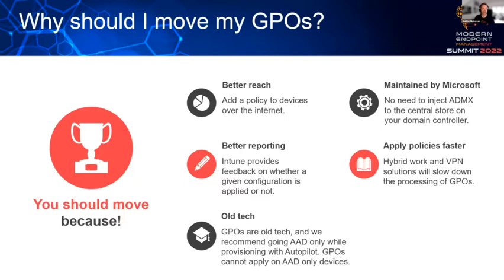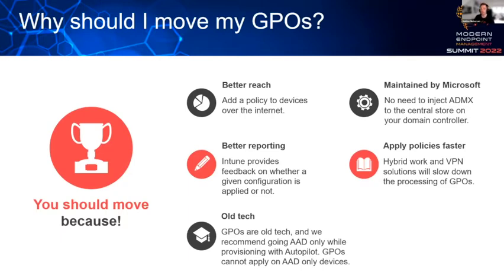Apply policies faster? Well, when we are in this hybrid work world, typically you would have a VPN to access all kinds of on-prem stuff. But this processing of GPOs actually slows down your device, because going through a VPN to your domain controller, to have GPOs apply to your device, that's just a slow process.